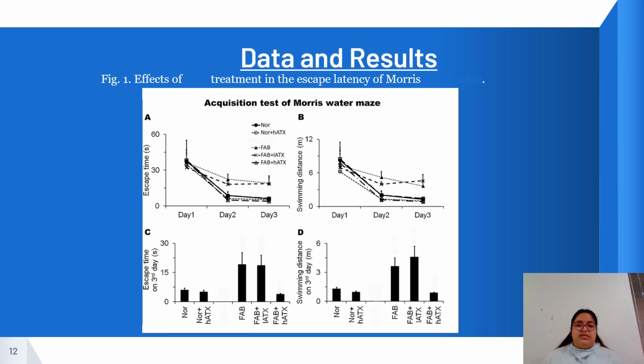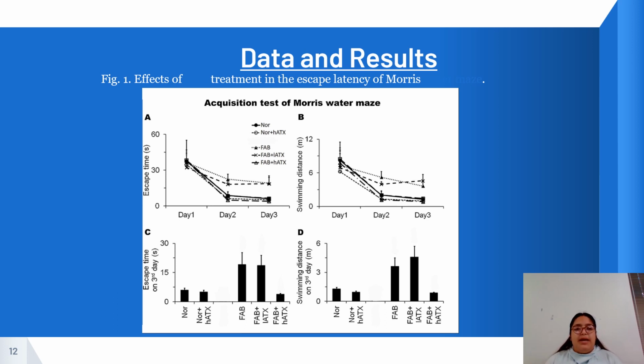The results of the escape time on the third day indicated the FAB-induced rats spent more time to find the platform than the control rats. Low dosage of ATX treatment in FAB animals failed to reduce it. However, high dosage ATX treatment in FAB animals effectively decreased search time.